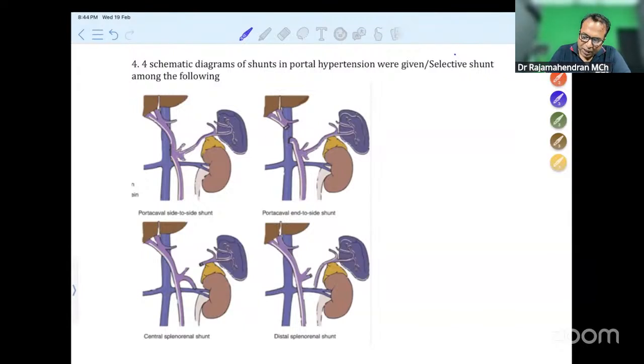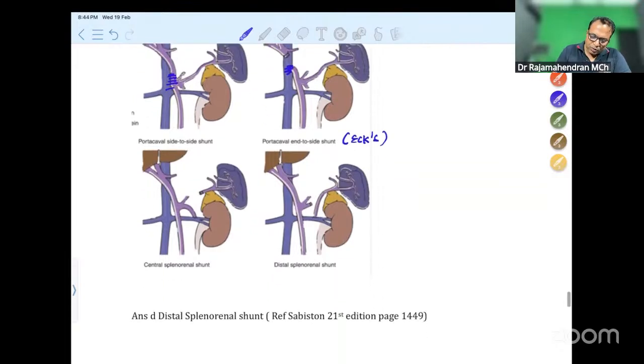So which is selective shunt shown in the picture. So porta-caval side-to-side shunt is non-selective. End-to-side, also called as Eck fistula, is also non-selective. So this is a proximal splenorenal shunt, called as Linton shunt. In which splenectomy will be done. There is another shunt, distal splenorenal shunt, called as Warren shunt. So this is the selective shunt. All others are non-selective shunts.